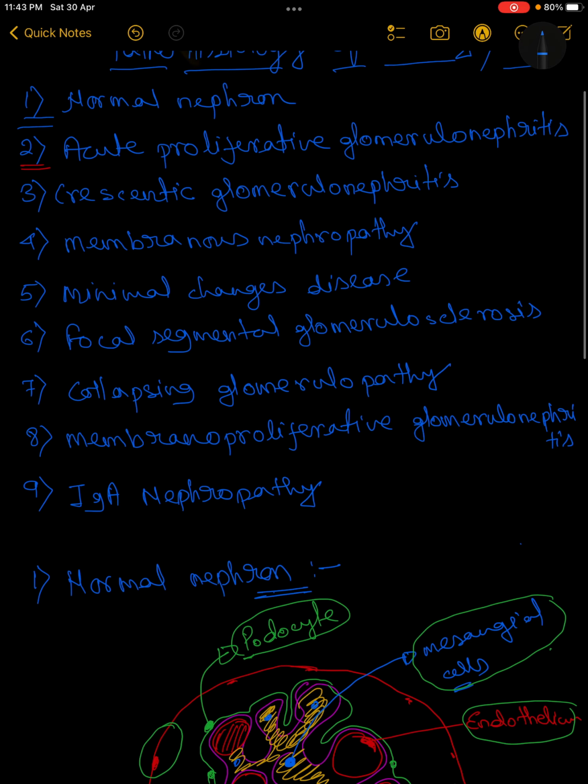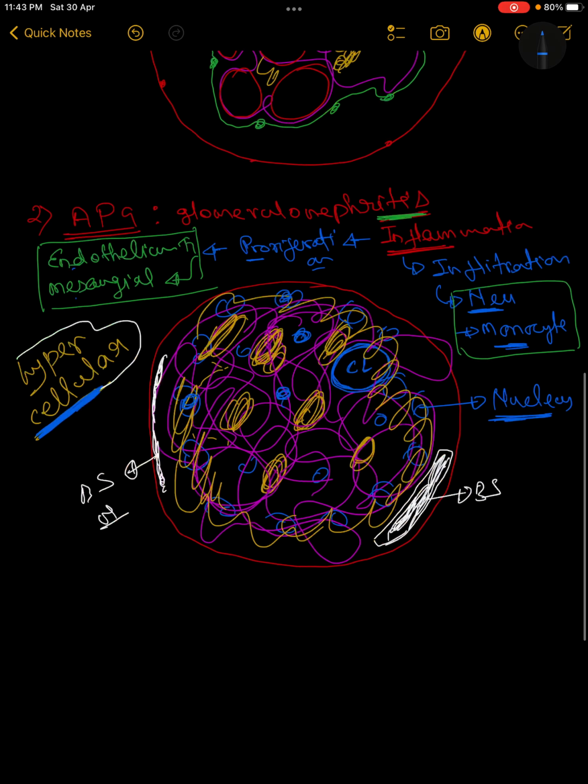Okay. Now, what is the second one? Crescentic glomerulonephritis. Crescentic glomerulonephritis, also known as RPGN, rapidly progressive glomerulonephritis. So, again, here we can find this nephritis. Nephritis means inflammation, okay, or what we say crescentic glomerulonephritis.